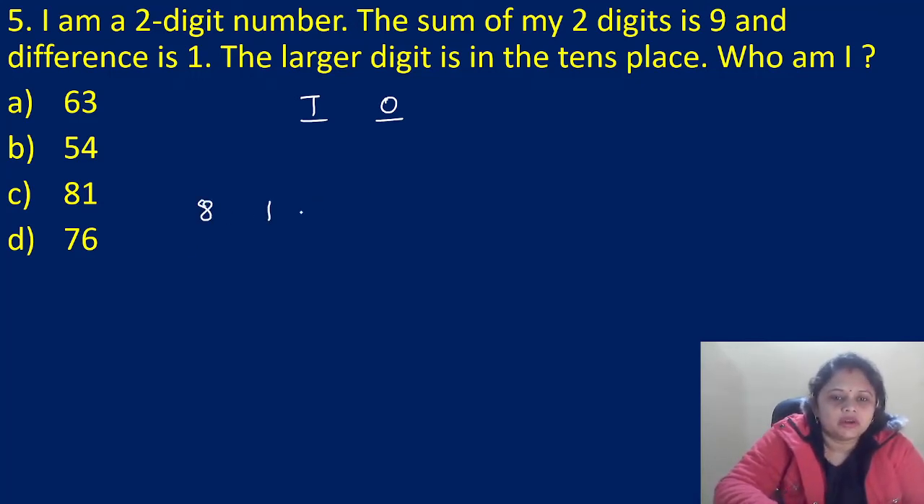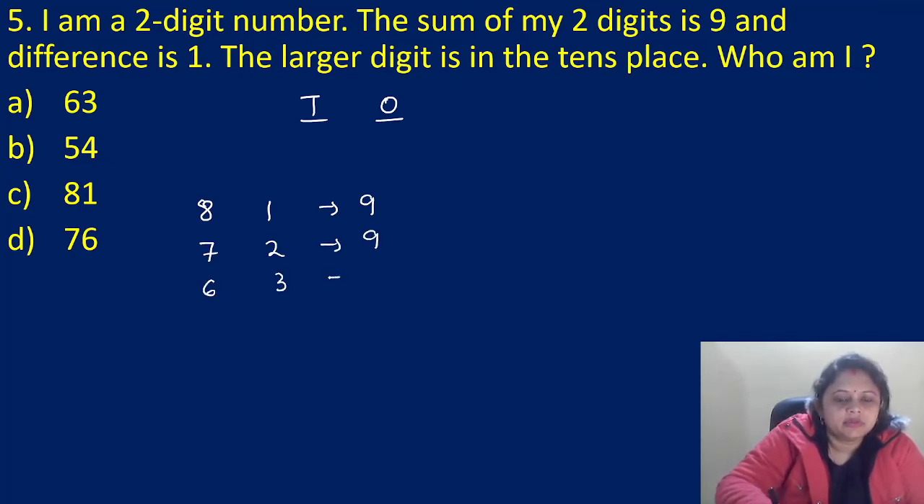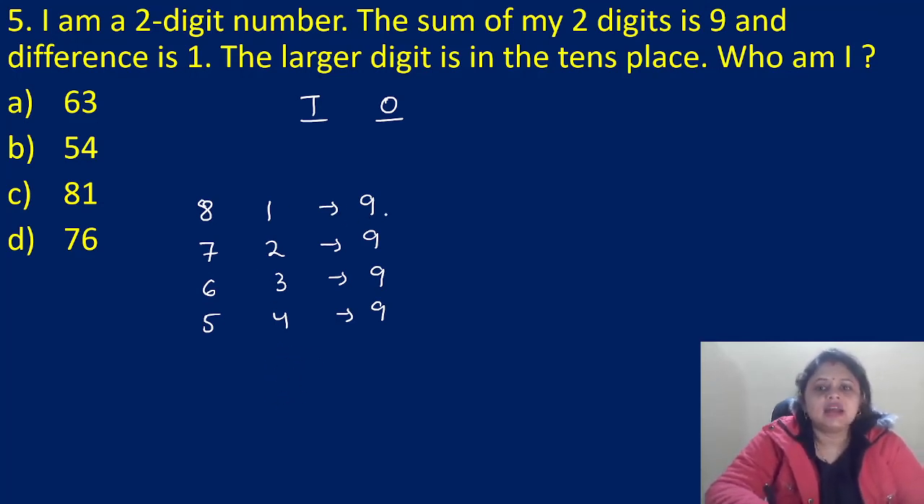8 and 1. When we add them, the sum will be 9. Now 7, 2. We will get 9. 6, 3. The sum is 9. 5, 4. Sum is 9. Okay. And after that, this thing will be repeated. If we write here 4, then again 5, here 3, then 6, these things will be repeated. So we need not write these things anymore. Okay, so these are the numbers. Now we have the list of the numbers that if we add the digits, the sum will be 9.